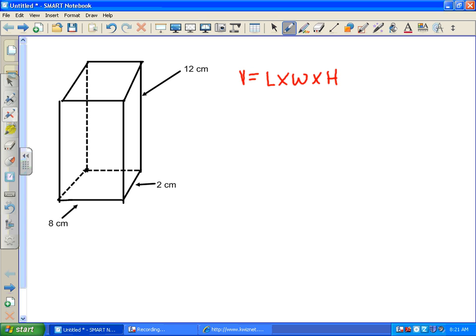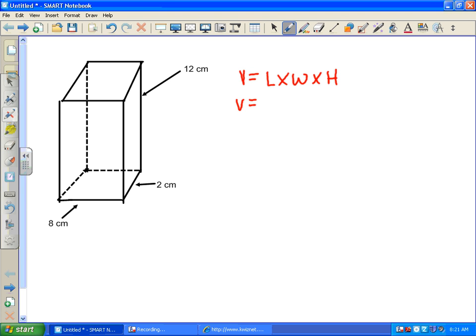Very good. Now we're going to look at that and we're going to put those numbers in our formula. Now I will tell you, does it matter what order you multiply them in? No, you're going to get the same answer. So it doesn't matter what order you multiply them in, whether you do height times width times length or length times width times height, you're still going to get the same volume.